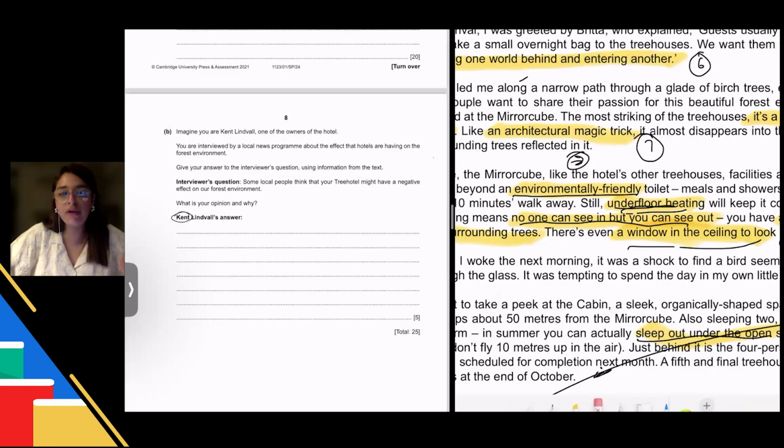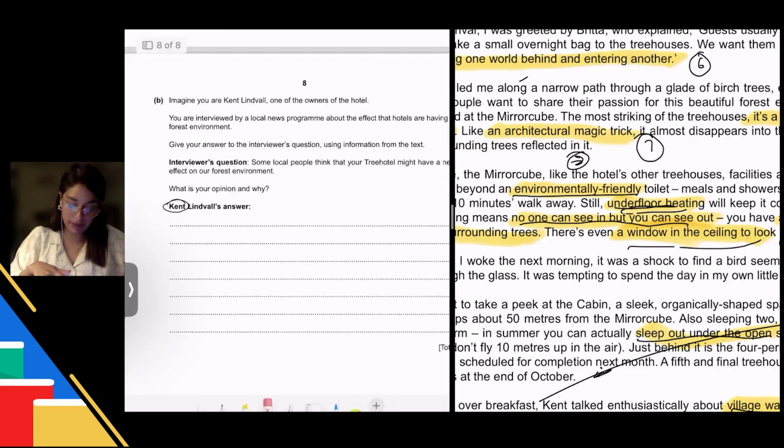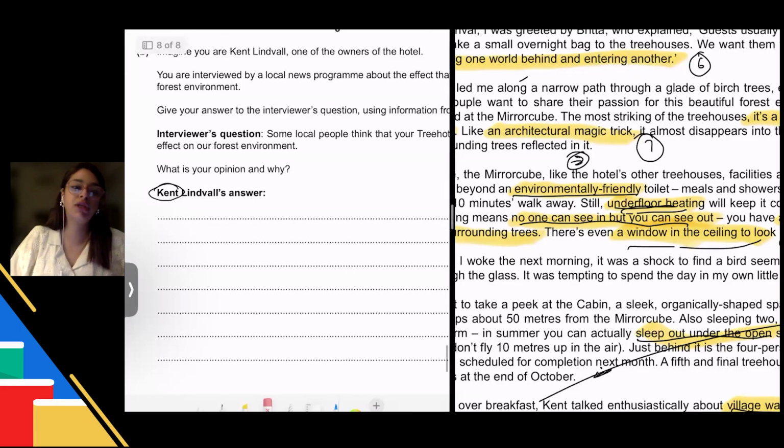Keep in mind, whatever reasons you give have to be implied from within the text. So you will pick out details from the text to support the idea that Kent believes the treehouse does not have a negative effect on the overall environment of the forest itself. All right, that wraps up the specimen paper.